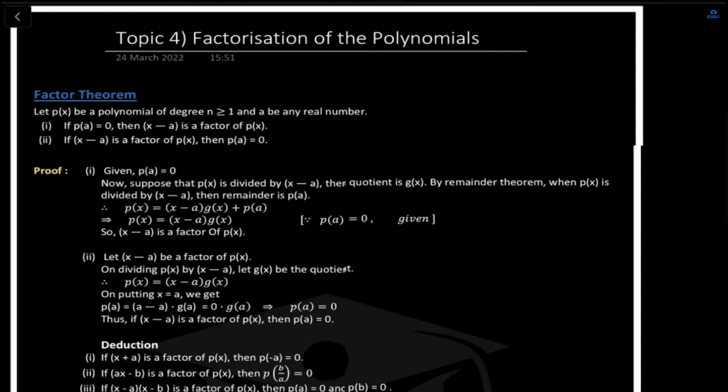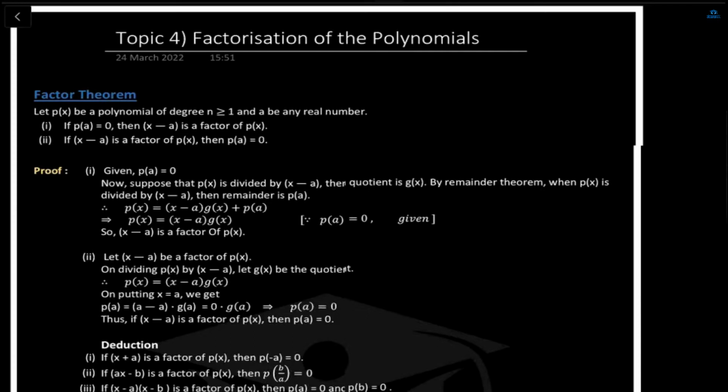In the remainder theorem, there is a polynomial p(x) of degree n, where n is greater than or equal to 1. Then what is the remainder? If this polynomial is divided by x minus a, then the remainder will be p(a). Understood? The remainder will be p(a).